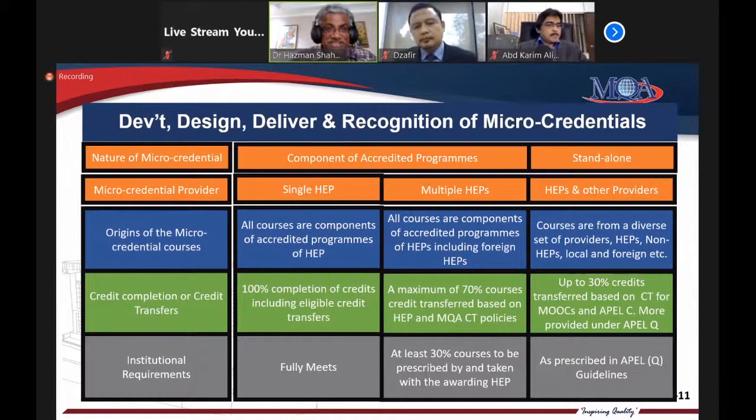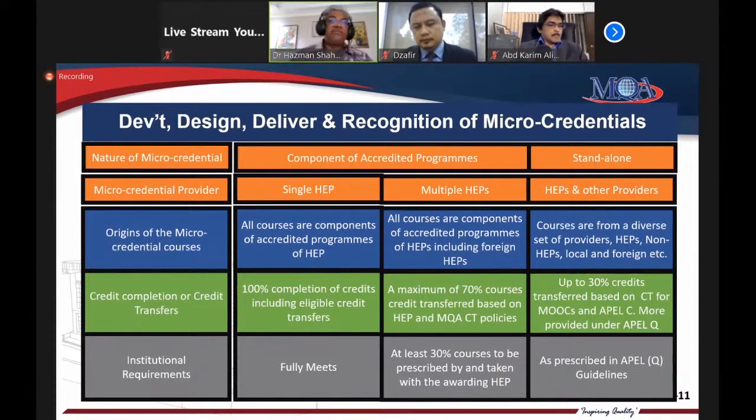Subject to two conditions. One is the age that I mentioned in the earlier slide. They are at least above this age for that particular level of qualification. And number two, they have the entry requirement for the program, or they have APL-A, or they apply for the APL for micro-credential, which is a unique type of APL just for this type of situation, and you can graduate. That's one in a single HEP.